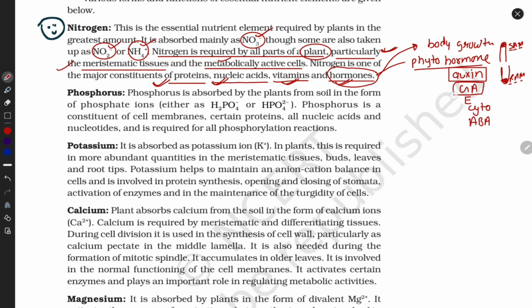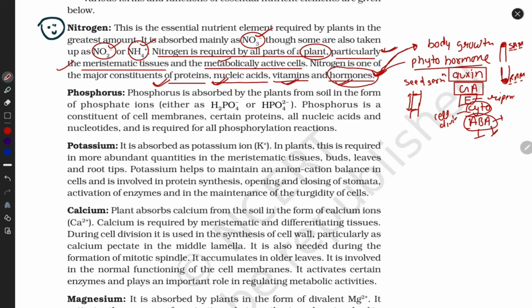What is the function of gibberellic acid, guys? Seed germination as well as internodal growth. It increases growth between two internodes. Ethylene is a fruit ripening hormone. It matures the fruit, ripening the food. Cytokinins are responsible for cell division, cell proliferation. Abscisic acid is a stress hormone. It inhibits growth, seed germination and flowering. It is a stressor. So you know now the role of hormones.